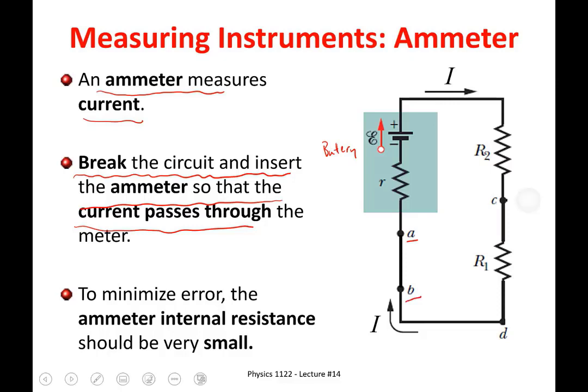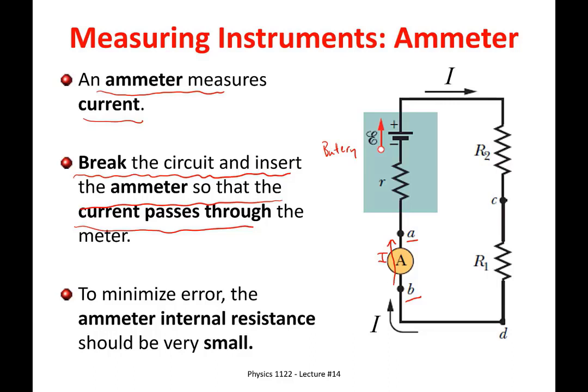And if we did that, then we would break the circuit between those 2 points, disconnect the wiring, and then insert the multimeter so that the current that it needs to measure passes right through it. And in this way, the ammeter is going to receive the full current passing through it. So the full current I that it's attempting to measure is going to pass through it.